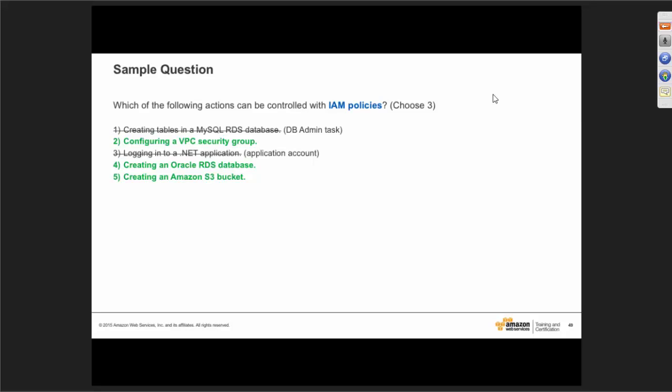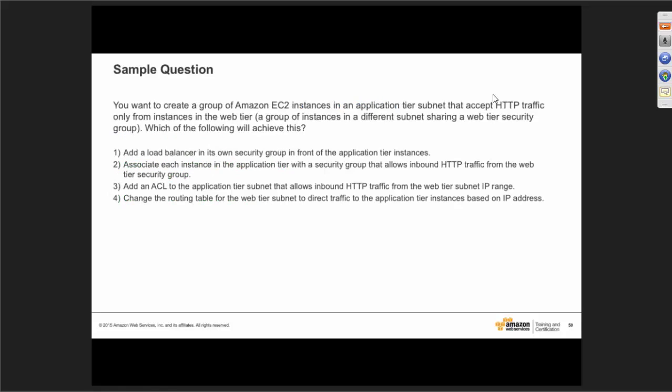Ready for another sample question? Here we go. You want to create a group of Amazon EC2 instances in an application tier subnet that accepts HTTP traffic only from instances in the web tier. A group of instances in a different subnet that are sharing a web tier security group. Which of the following will achieve this?